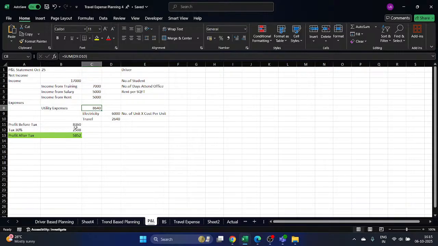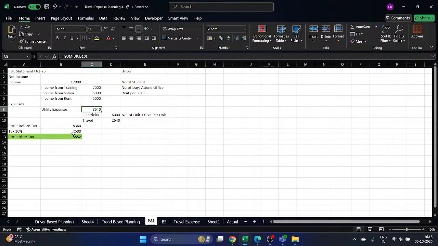We are taking a small example here, but in the corporate world the figures are quite high, quite large. We generally do not pay taxes on such a small figure. In the same way, 30% tax would also be applicable. The 30% tax would be 2508, and then the profit after tax would be 5582.